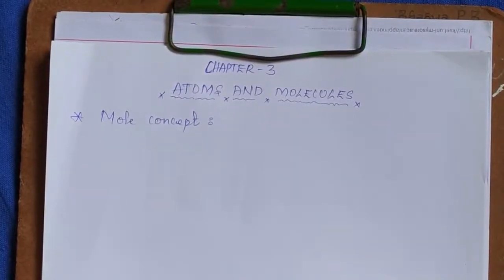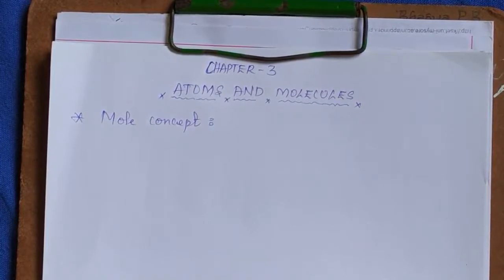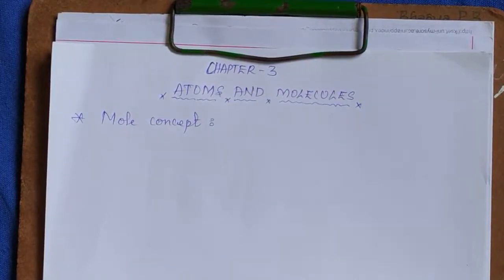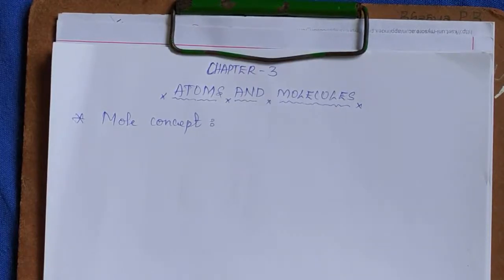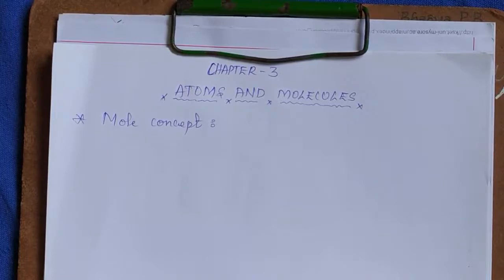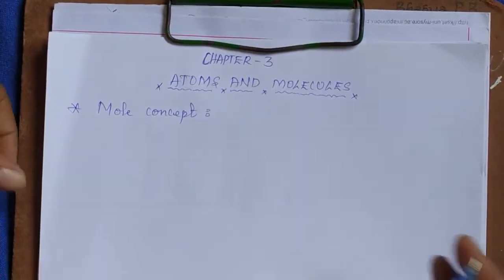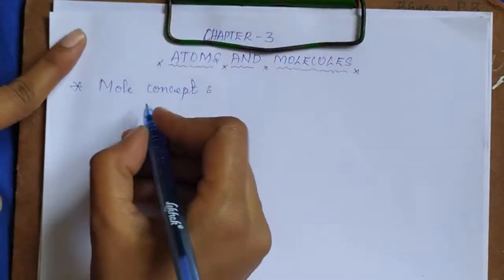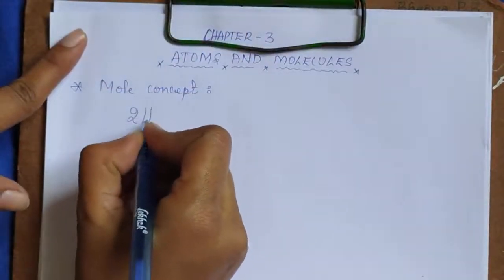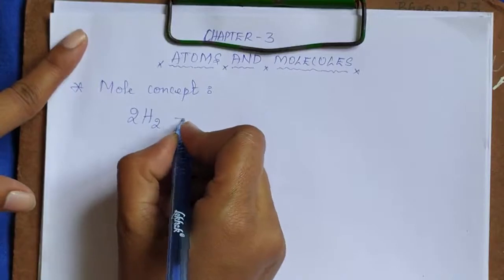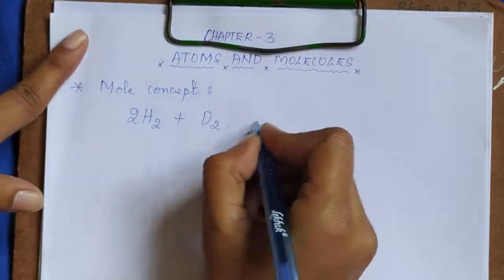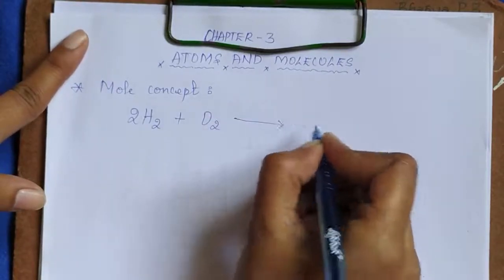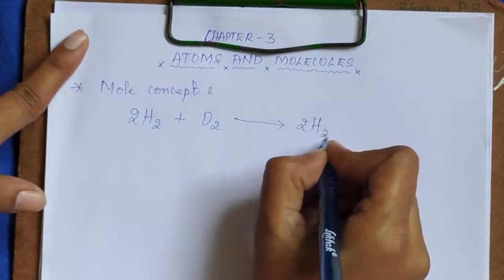Hello children, in the previous class we learned how to calculate the molecular mass and formula unit mass. In today's class we will learn the mole concept. Children, see here. Hydrogen reacts with oxygen and forms water.